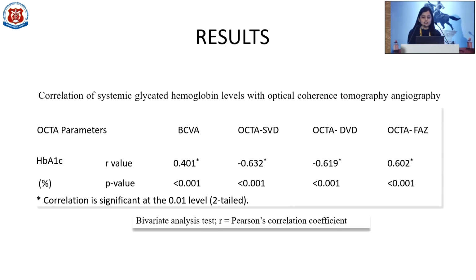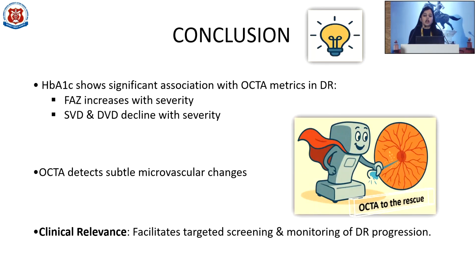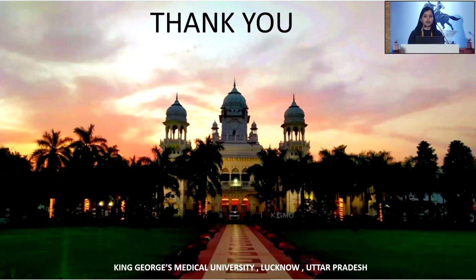On bivariate analysis, looking at the R values, there is a positive correlation of the foveal avascular zone with the rising disease severity, and a negative correlation with the vessel density. So in all, I would like to conclude that HbA1c shows significant association with optical coherence tomography angiography metrics in diabetic retinopathy. That is, the foveal avascular zone increases with the disease severity, and the vascularity, that is superficial and deep vessel density, decreases with the severity. OCTA detects subtle microvascular changes and it facilitates targeted screening and monitoring of diabetic retinopathy progression. Thank you.